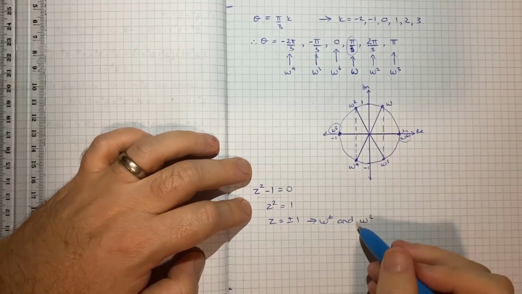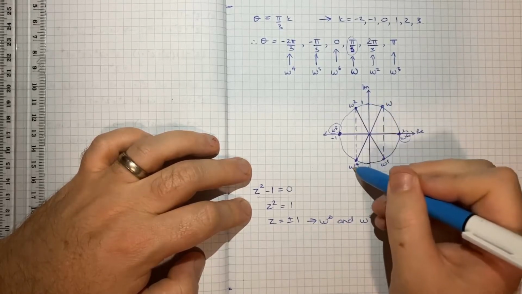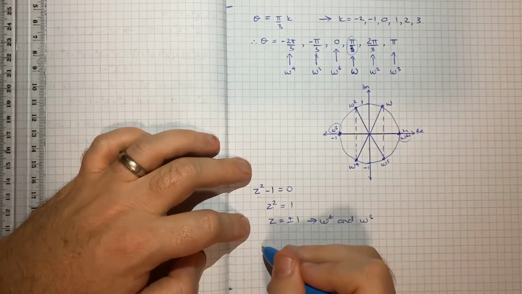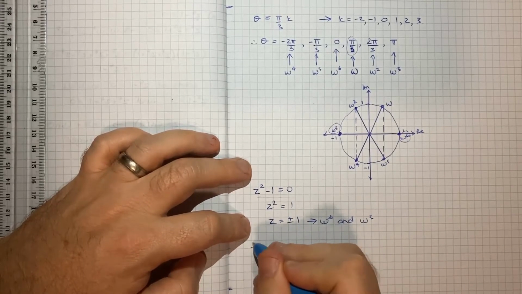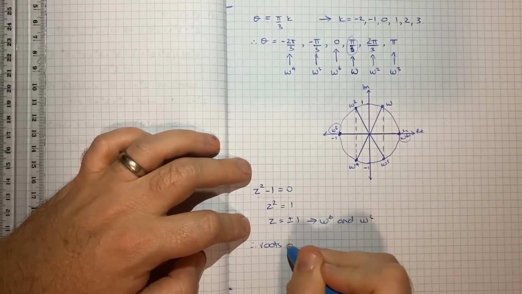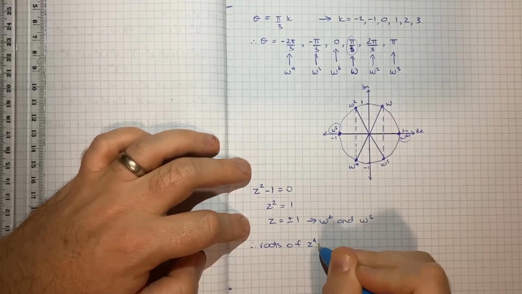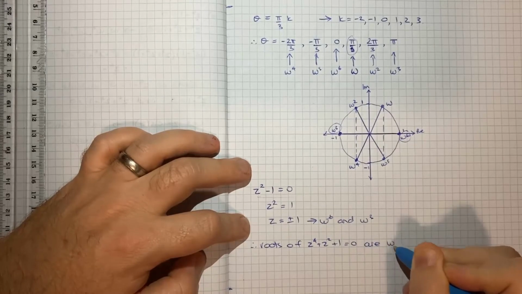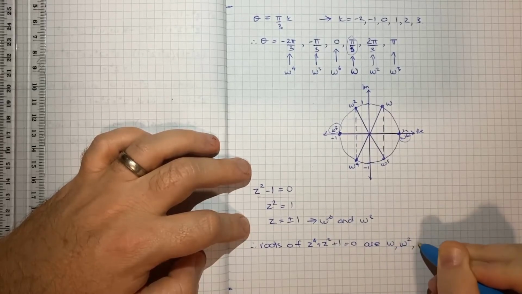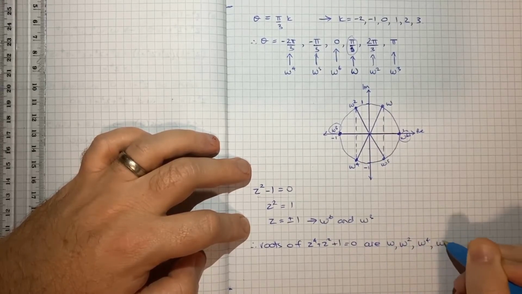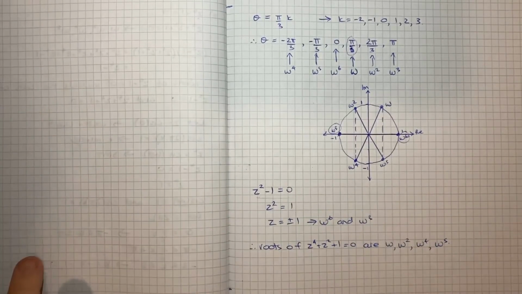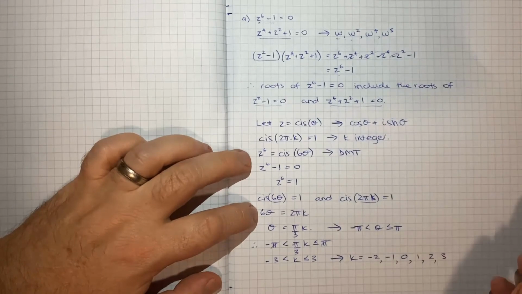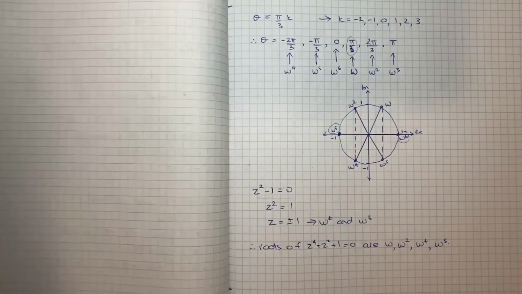So that means what's left, w squared, w to the 4 and w to the 5, are the roots of the other factor. So therefore, the roots of z to the 4 plus z squared plus 1 equals 0 are w squared, w to the 4 and w to the 5. And that's what we were required to show. So that's part A done.